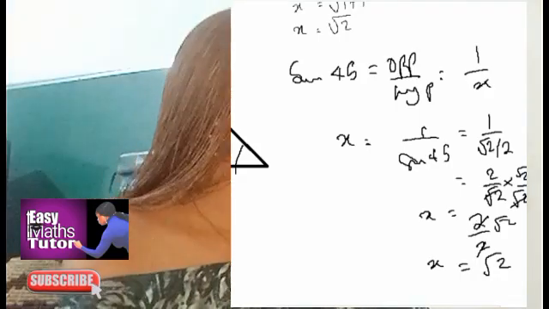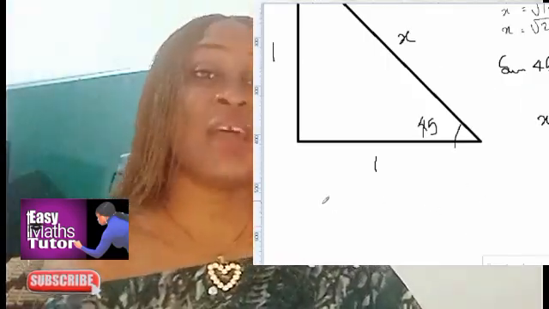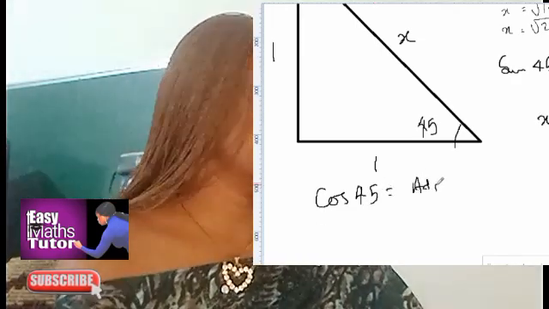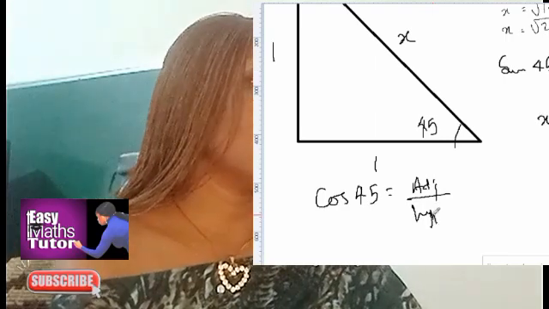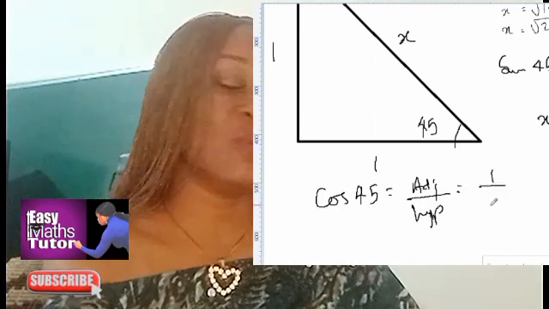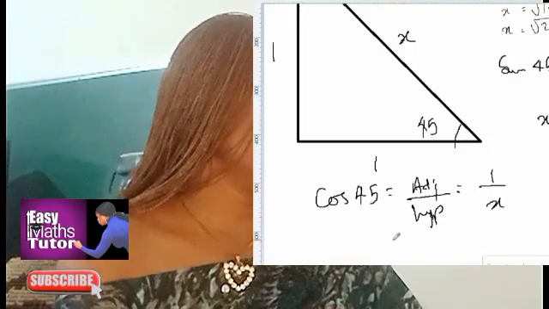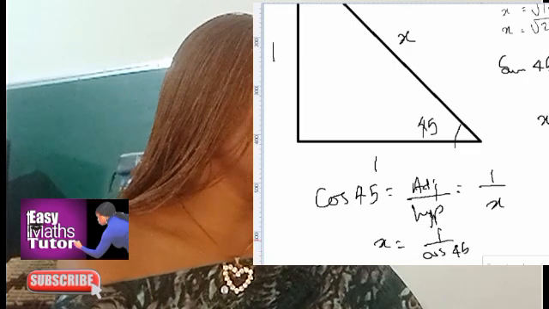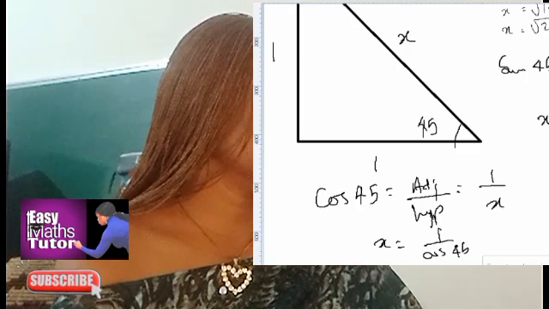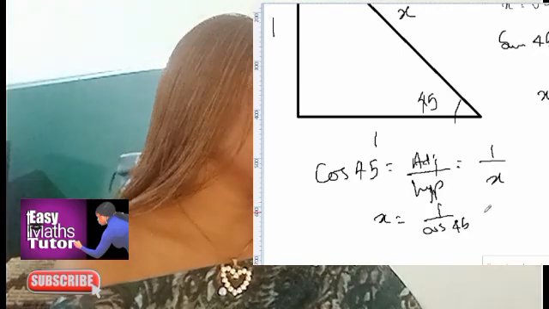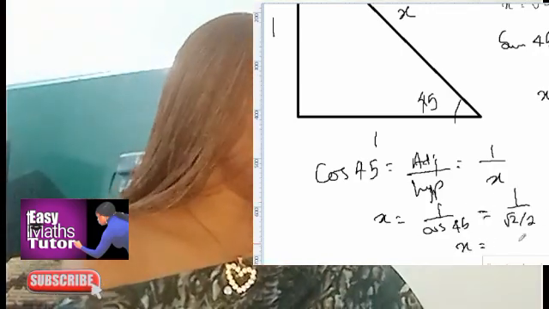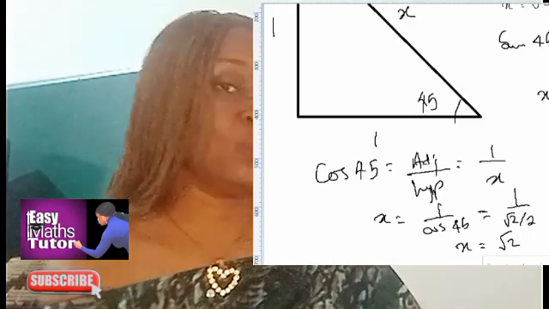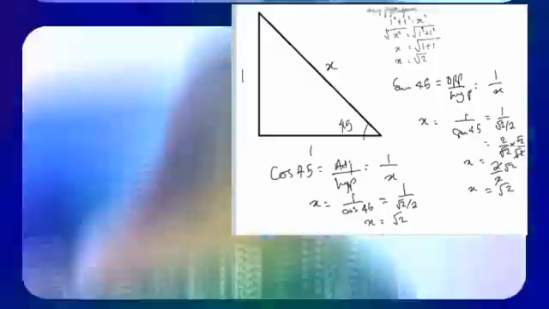Also, let's try the ratio cos 45. Cos is adjacent over hypotenuse. Adjacent for this triangle is 1 and hypotenuse is x. Making x the subject of the formula, we have 1 over cos 45. Cos 45 gives us root 2 over 2. That's the value of x. Therefore, x is equal to root 2, after rationalizing.